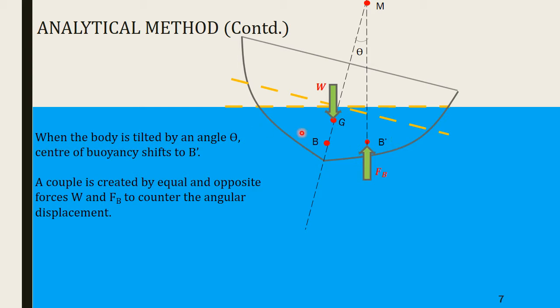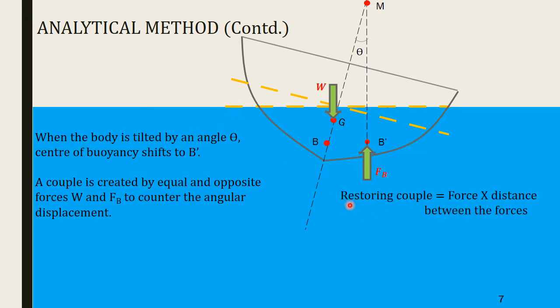When it was in the stationary position, W and FB were acting along the same straight line, but once it has been tilted, they are parallel forces, equal and opposite parallel forces acting at a distance from each other, and that will create a couple. So W and FB is going to create a couple. If you can actually see these forces, you can understand that the couple created by W and FB will be in the anti-clockwise direction. And so when we have given a clockwise couple, W and FB will give an anti-clockwise couple that will try to bring the body back to its original position.